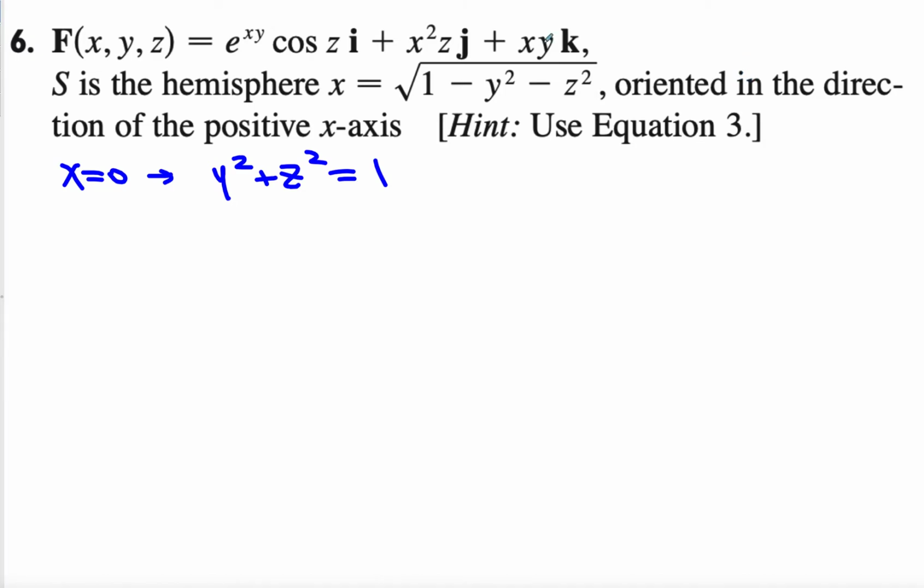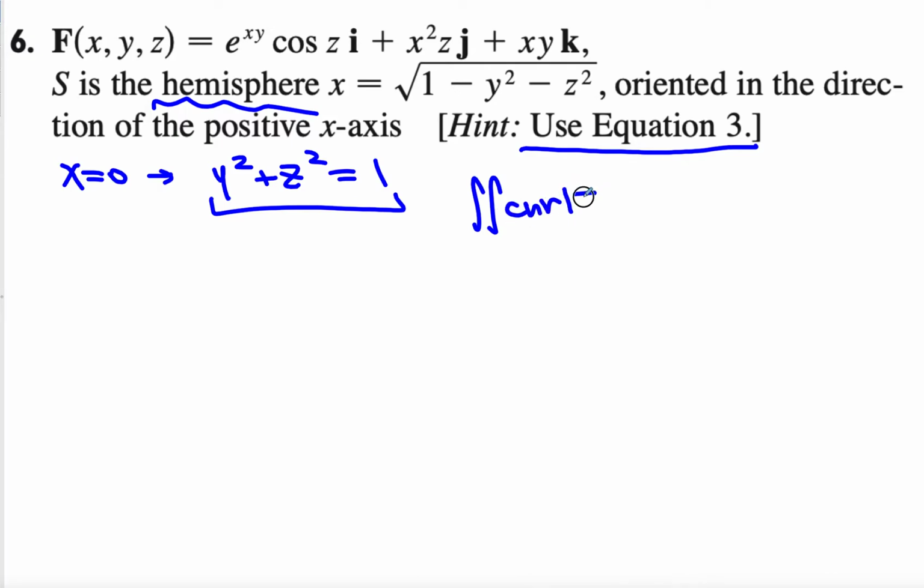But the fact that they want us to use equation 3, then we're not going to use the hemisphere, but rather we'll be using a circle on the YZ plane where x is equal to 0. Because if you remember, the curl of the first surface is equal to the curl of the second surface. That's the equation 3 that they're referring to from the textbook.